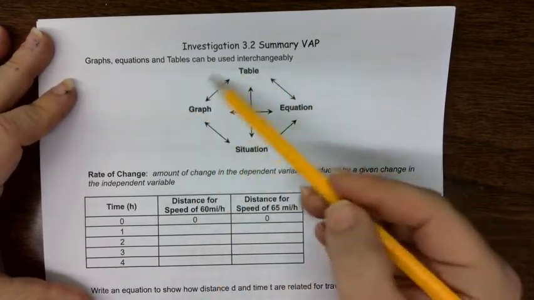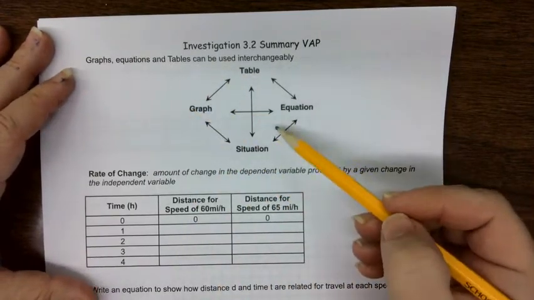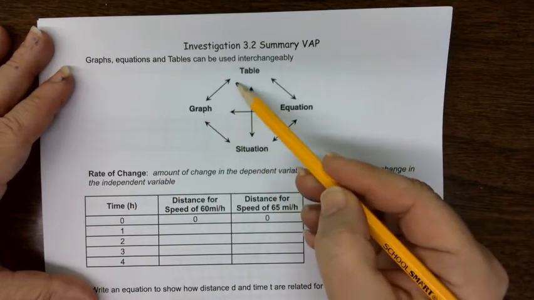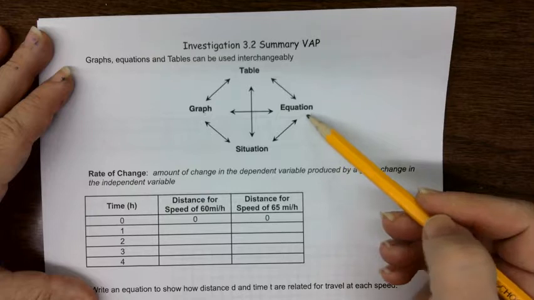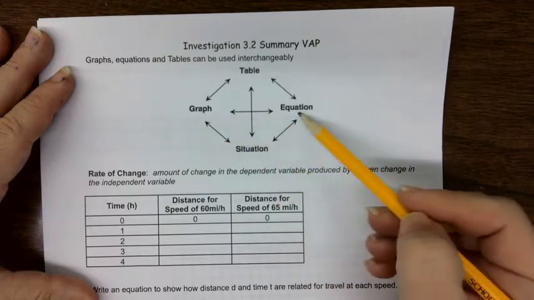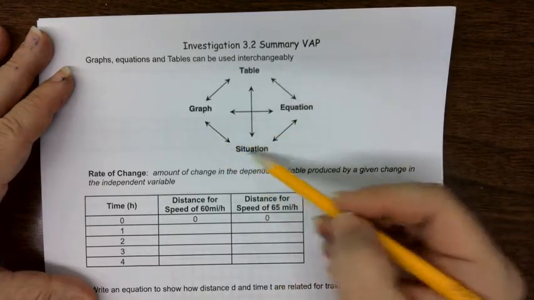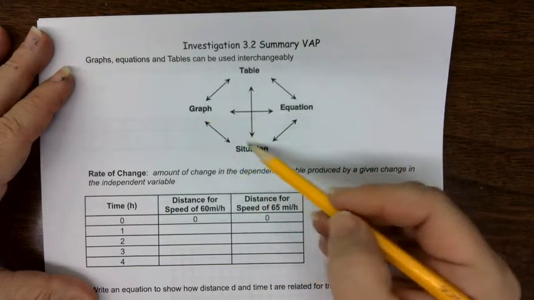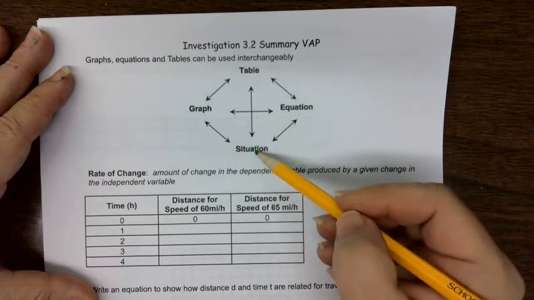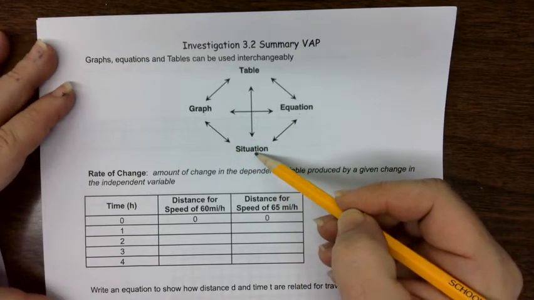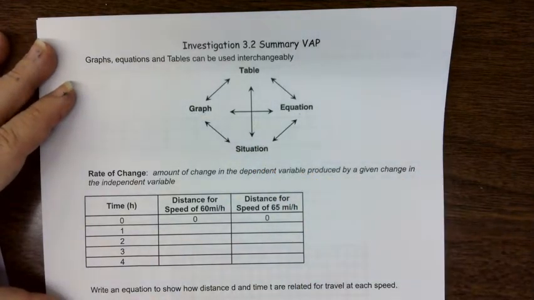I like this visual because we can go from a graph to a table or a table to a graph. We can go from a graph to an equation. We can figure out equations to graphs, equations to tables, and then we can have a situation. So all of these are related to each other, and we can go from one to the other based on our needs. So let's start off with this idea.